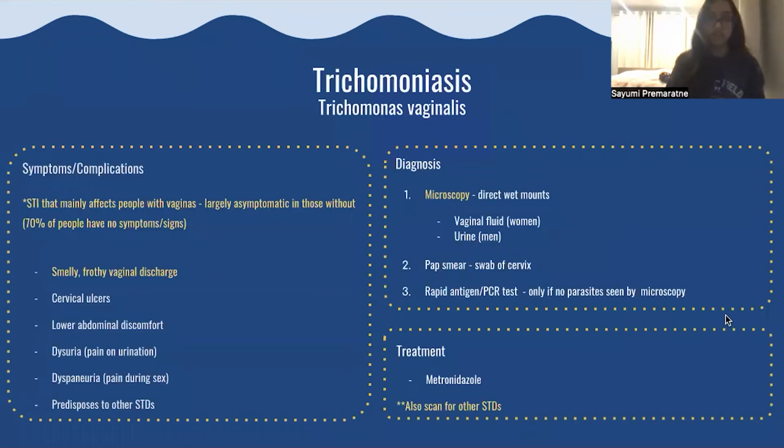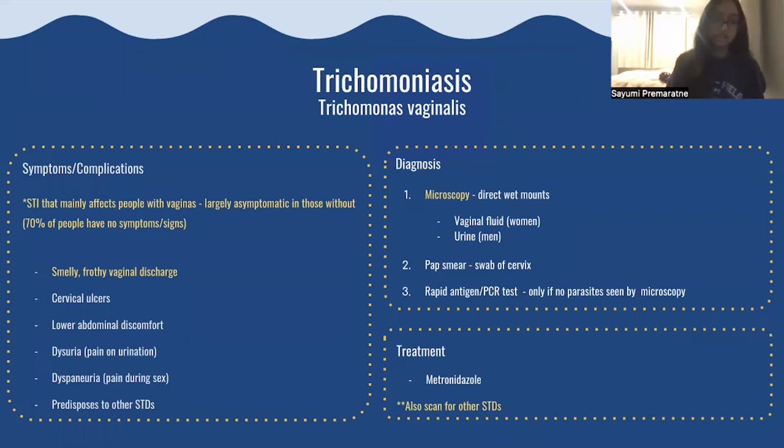Your next parasite is trichomoniasis, and that's caused by Trichomonas vaginalis. So this one, important to note that it's an STI, and that can obviously help you remember a lot of the symptoms. So it mainly affects people with vaginas, and it's largely asymptomatic in people without. So about 70% of people who are infected with this parasite don't show any symptoms or signs. But if you do show symptoms, the key one to remember is smelly, frothy vaginal discharge.